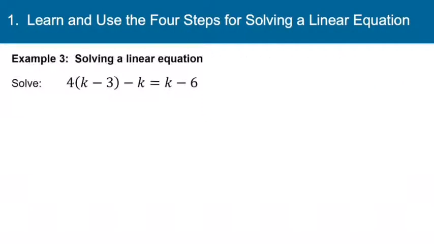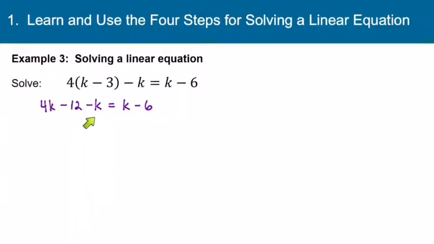Here's example 3, and this is of course still a linear equation, but this is the first example we've done in this section where we have parentheses to eliminate. So let's start in step 1 by eliminating the parentheses, and then we will simplify what we have on the left side. So distributing the 4 here, we'll get 4k minus 12, and then we have minus k, and that equals k minus 6, because of course there's no simplifying to do here.